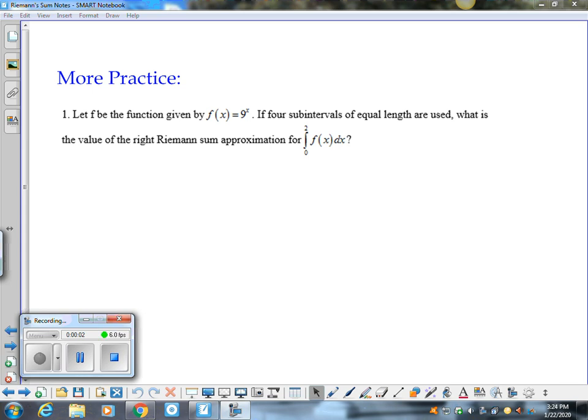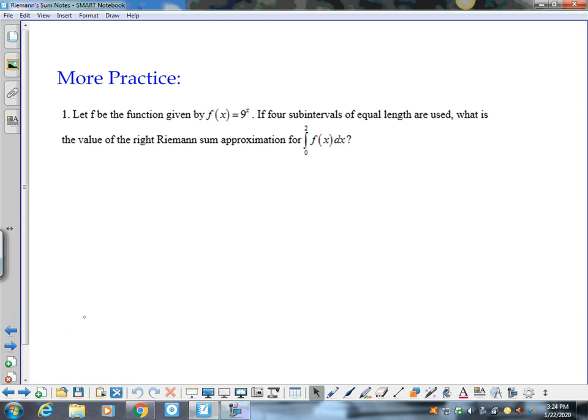So this is just a real quick video to finish up the lesson today from calculus and Riemann sums. If we look at number 1, it says let f be the function given by 9 to the x, so that's an exponential function. We're going to do 4 subintervals of equal length. We're going to do a right-handed Riemann sum from 0 to 2. So this is our starting value and this is our ending value.